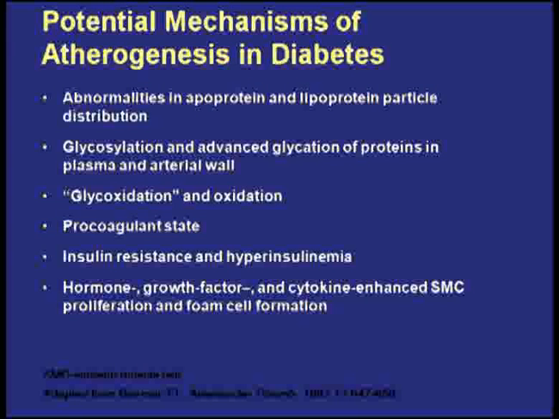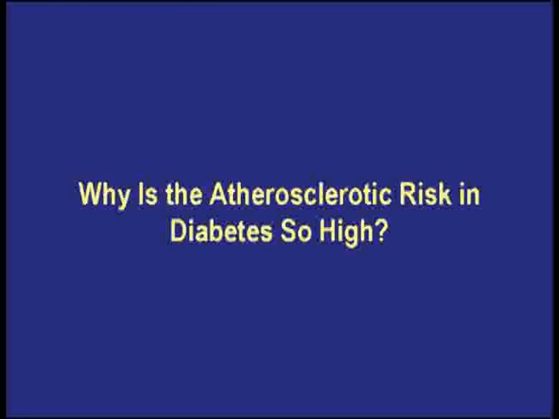What is the potential mechanism for atherogenesis in diabetics who are hypertensive too? There are abnormalities in the apoprotein and lipoprotein particle distribution, glycosylation and advanced glycation of protein in the plasma and arterial wall, glycoxidation and oxidation. A procoagulant state is created, which has a tendency for atherosclerosis and thrombotic events. Insulin resistance and hyperinsulinemia predispose, and many hormones, growth factors and cytokines enhance SMC proliferation and foam cell proliferation. All these lead to severe atherogenic activity in the hypertensive diabetic patient.